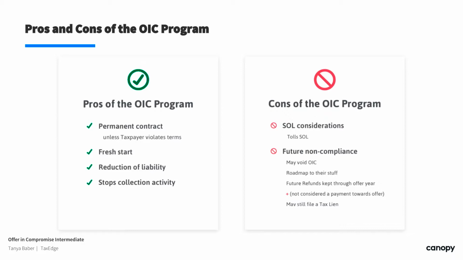So these are just some real quick recaps as to what we need to know as we're putting together an offer in compromise. And they can still file that tax lien, and they won't release a lien if there is one on a client's account until all terms of that have been satisfied.